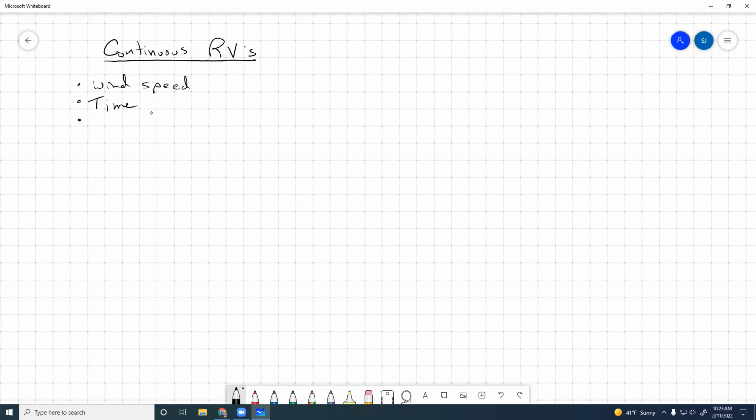How about our folks on Zoom? What's another continuous variable that's near and dear to your heart? Snowfall. Snowfall, so like snow depth, right? How much snow fell? So just to kind of summarize this, we can take on any value between negative infinity and infinity, theoretically speaking.